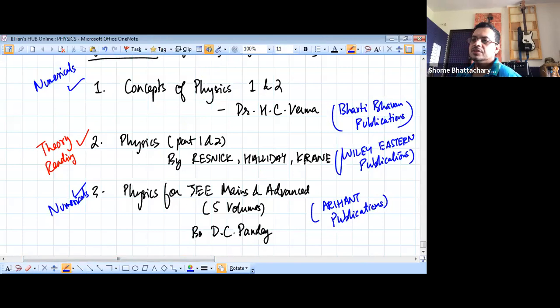Only the third one is different: instead of physics for JEE Mains and Advanced, the same publication, Arihant, has a series, physics for NEET, or physics for medical entrance exams, by the same author, DC Pandey. But it's a different series. So these books you can use for all the chapters in physics, including kinematics, laws of motion, and the chapters of class 12 later, everything will be there in this. I just wanted to give you some information about the reference books. Now that we've finished vectors, you can start getting into reference books also.